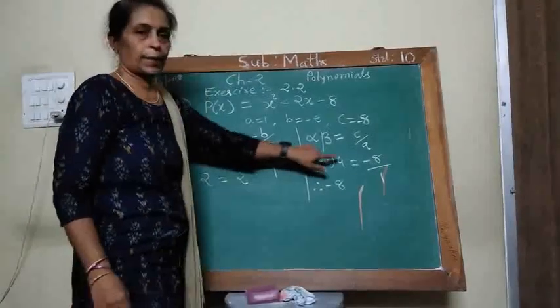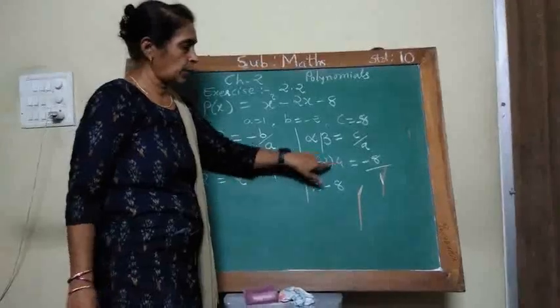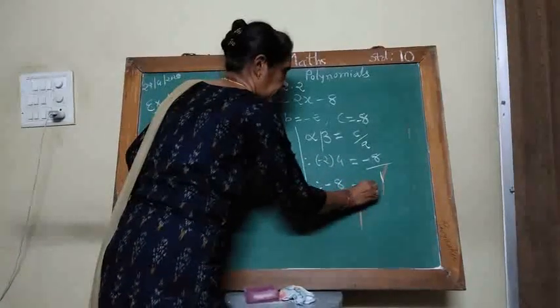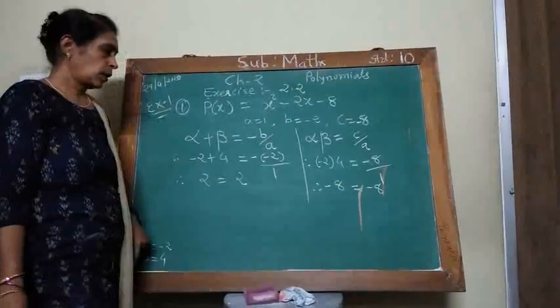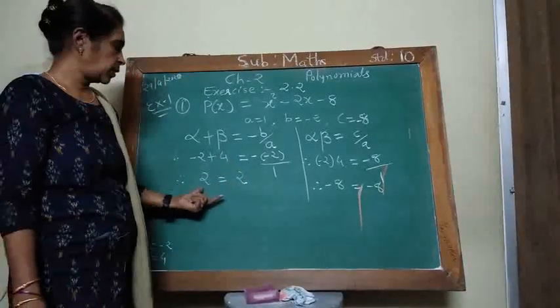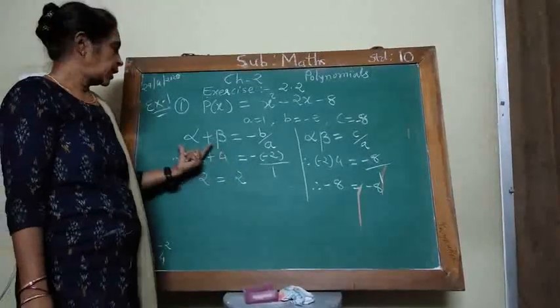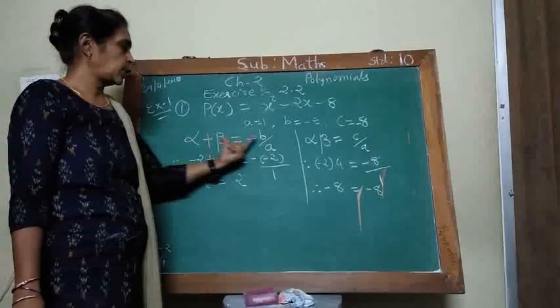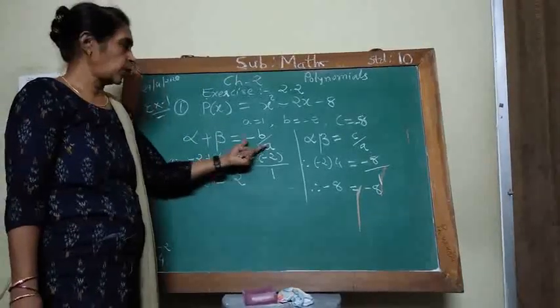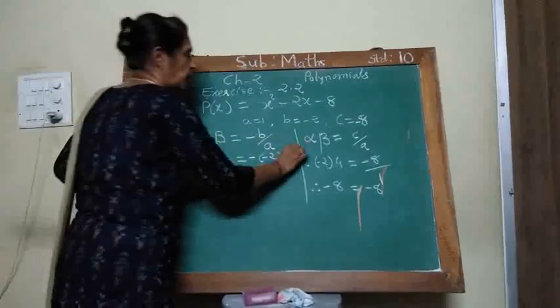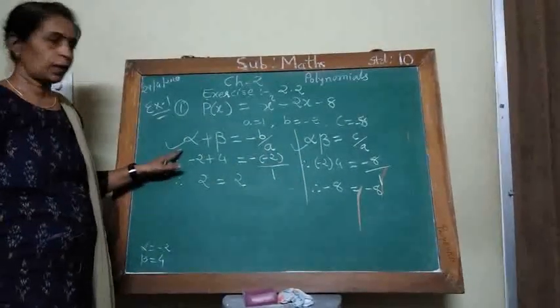Minus 8 is equal to minus 8. So I get again both sides equal. So we have verified the relation of zeros with coefficients of the polynomial. You have to remember these two formulas for a quadratic polynomial.